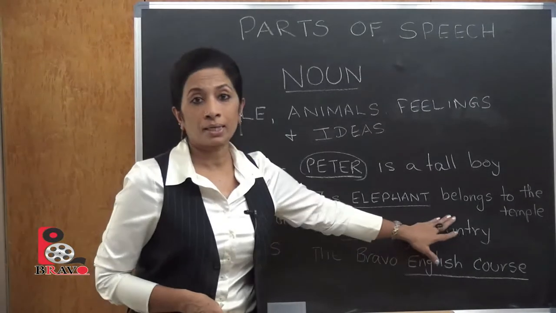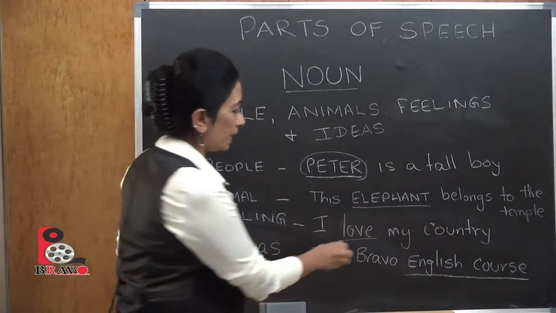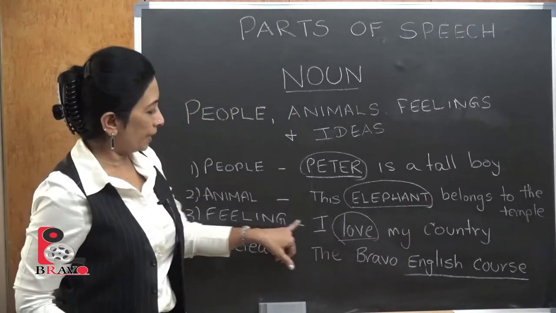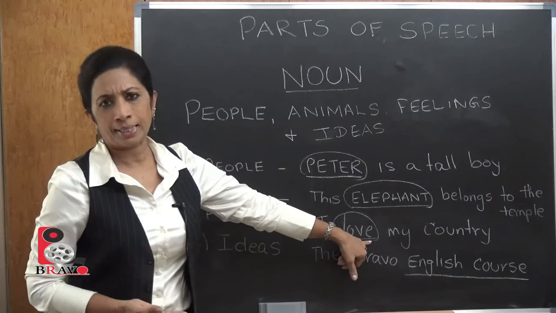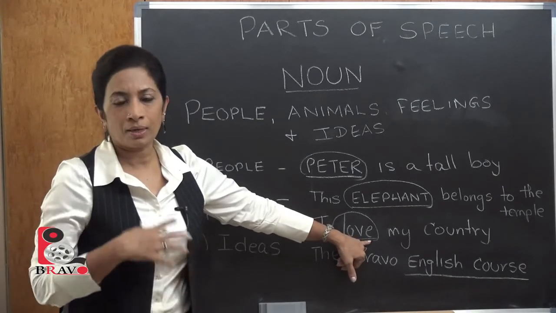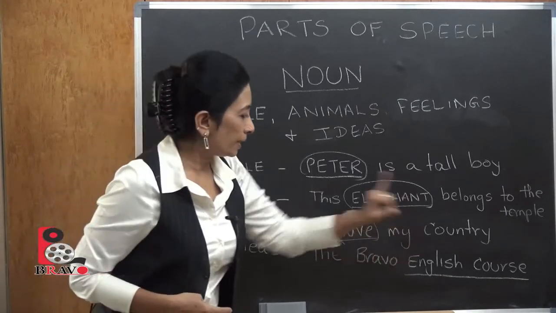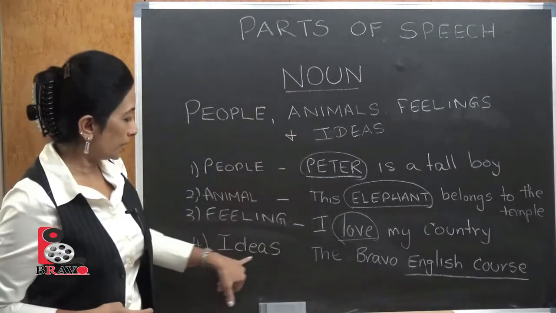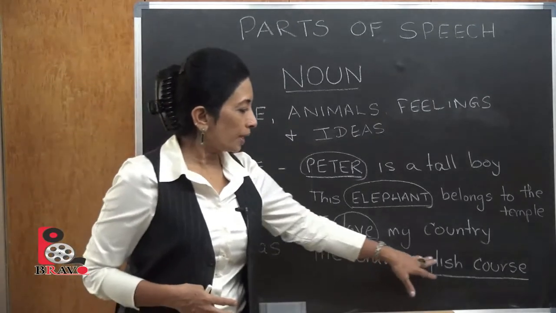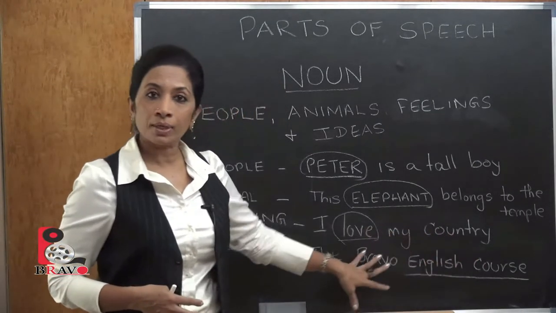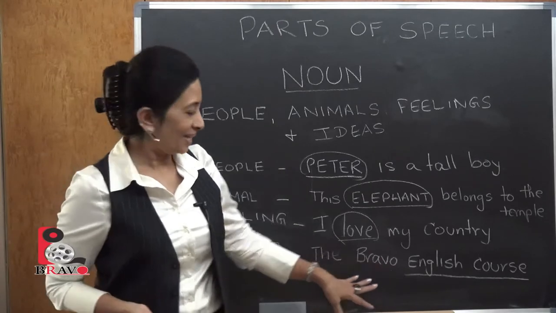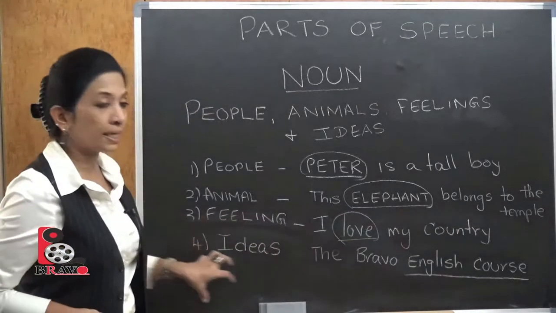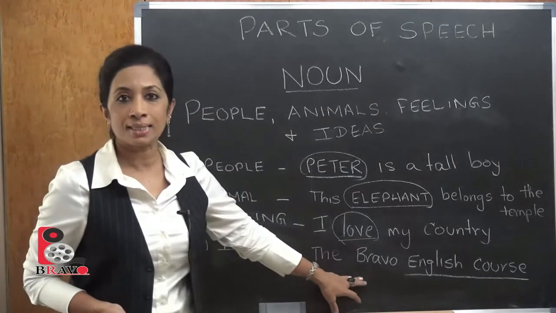I love my country. Now the feeling here is love. So the feeling here is used as love, hate. It's similar. Okay, you express your feelings. So I love my country. Fourth one is ideas. The Bravo English course is a good idea of the institute, which I'm trying to do. So the English course is the idea, the noun that's used in this sentence.